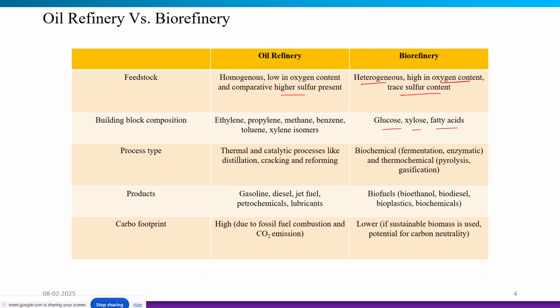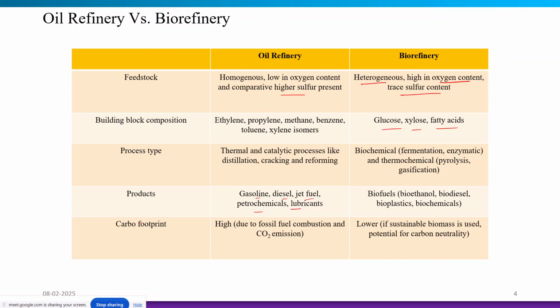When considering the products, in the oil refinery, you consider the distillation column of the petroleum oil refinery. There we get a lot of products from top to bottom. By means of specific gravity, those are being separated. The separated products are gasoline, diesel, jet fuel, petroleum, lubricant, this kind of oil refinery products we get mostly. Whereas in the biorefinery, we get biofuels like bioethanol, biodiesel, bioplastic, biochemicals.